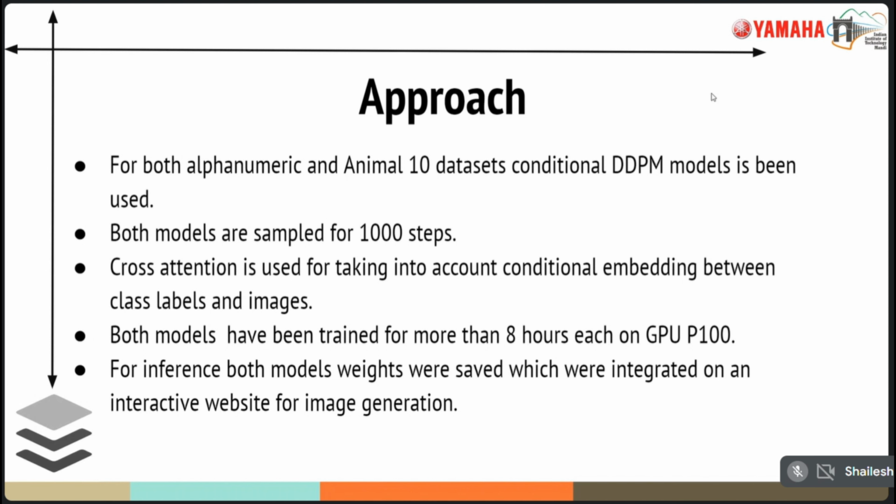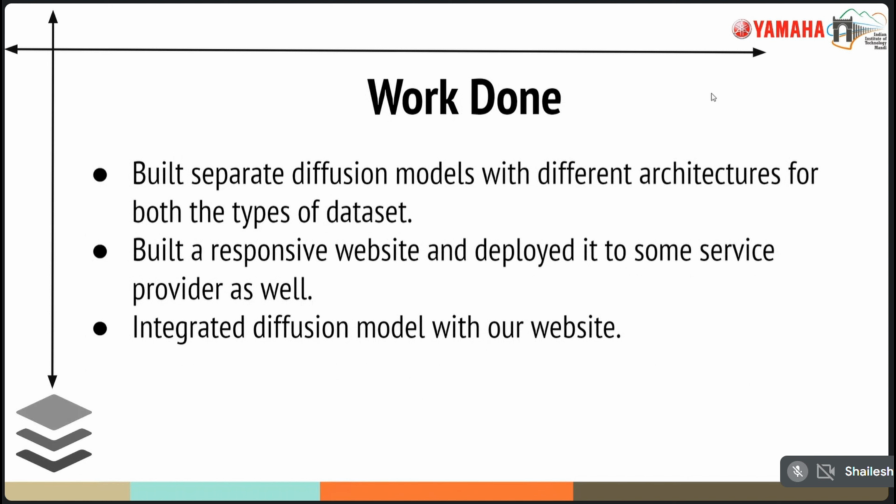Both the models have been trained for more than 8 hours each on GPU P100, which was basically used from Kaggle. For inference of the models, weights were saved and integrated with an interactive website for image generation via Django. What was the work done? Built separate diffusion models with different architectures for both types of datasets. Built a responsive website and deployed it with a service provider as well. Integrated these diffusion models with our website.